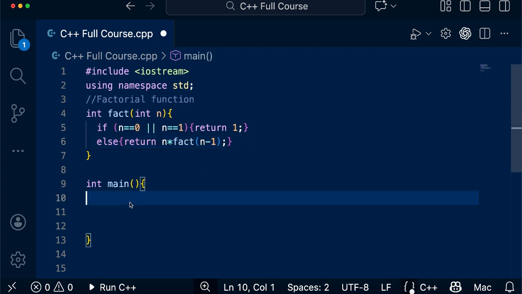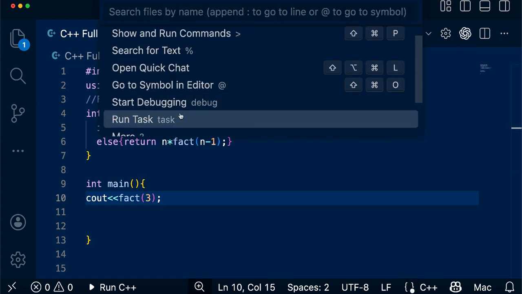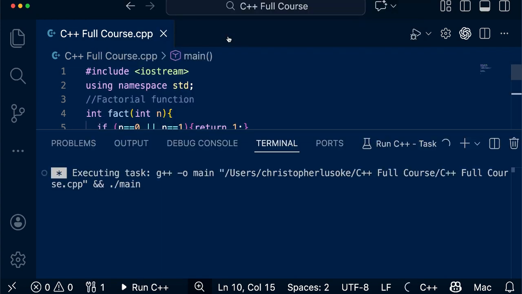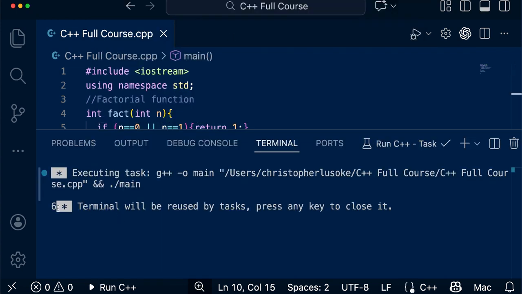And I'll say cout fact. If I pass in 3, my output should be 6. That's how I know it works. So there you have it, 6.